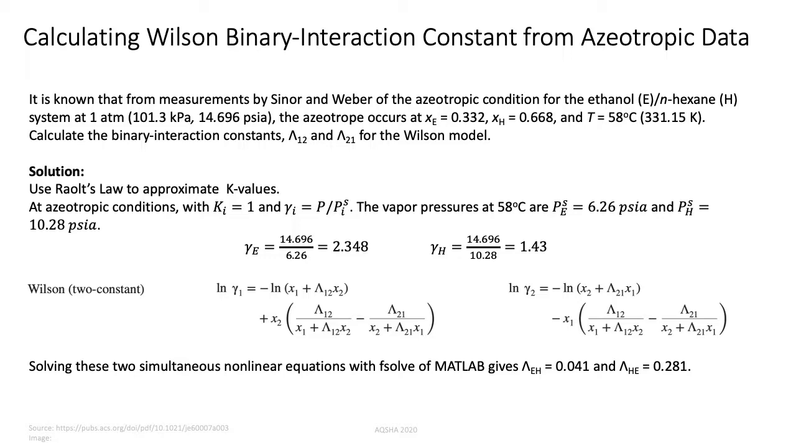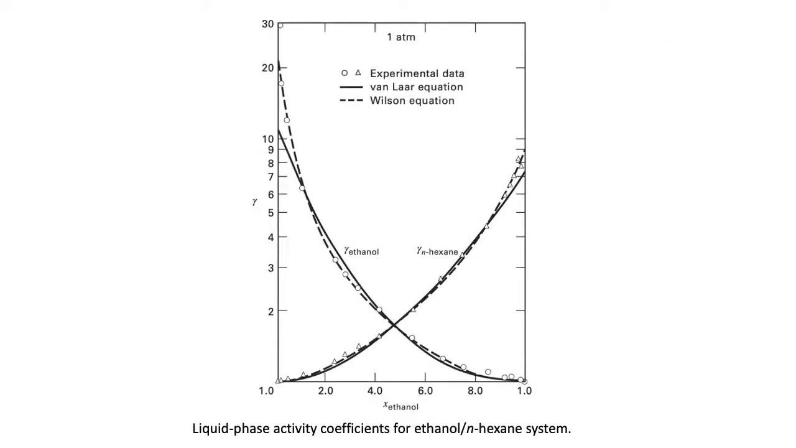To calculate the binary interaction constant, first we need to calculate the activity coefficient for the ethanol and hexane. So we have to use the data that we have, which is the vapor pressure at that particular condition, and then after getting the activity coefficient, we can use the Wilson equation to calculate the binary interaction constant. After obtaining both constants, we can now use them to predict the activity coefficient for the entire system.